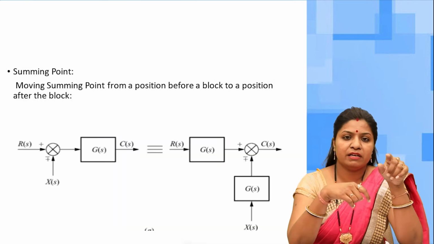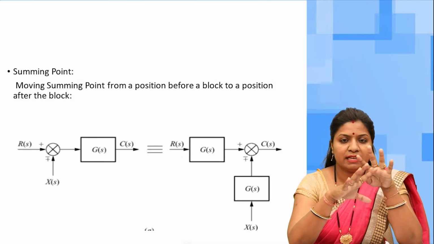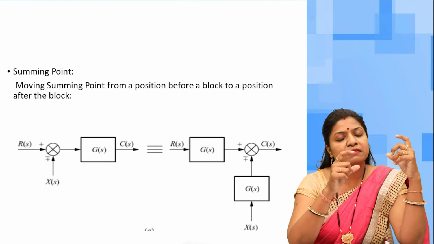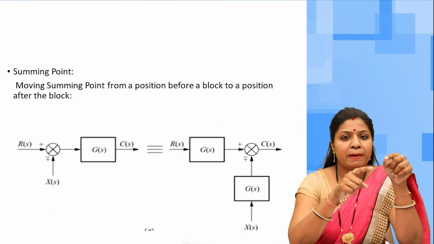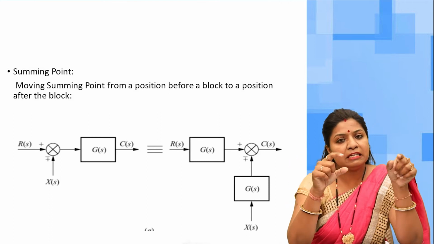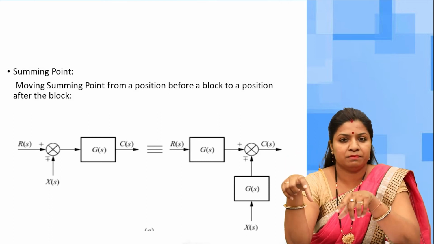Okay, so first rule: if we are moving a summing point to the front, from the before position to the after position, simply multiply whatever is contained in that particular block. For example, you have a summation and a G(s) block, nothing else, and you are moving this summation in front of the G(s) block. Because you are passing the G(s) block, just multiply G(s) with the signal.